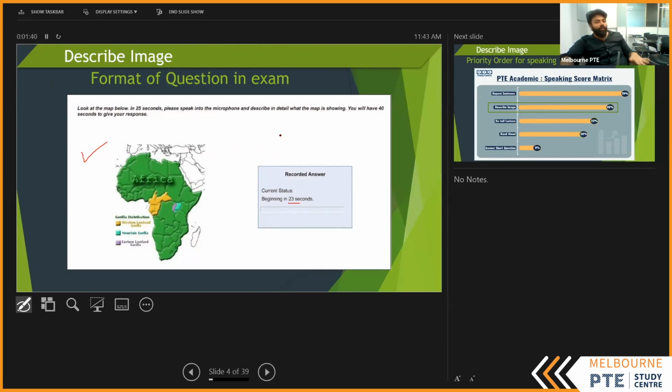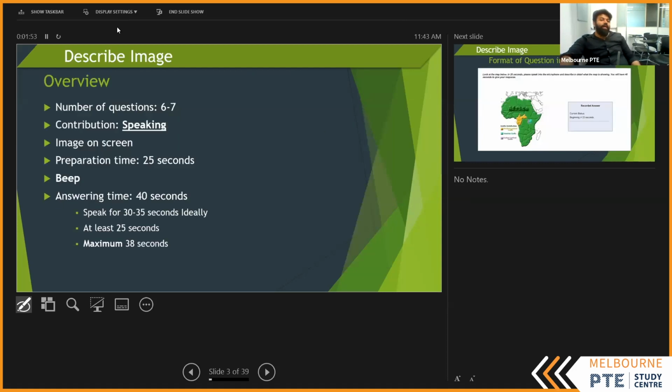In here as well, you should hear the sound of a beep when the microphone will start recording your answer. But at times, maybe due to some technical issue, you might not hear it. So in here, as I said, image on screen, you have 25 seconds to prepare. You will hear the sound of the beep and then the answering time of 40 seconds. And in here, these 3 points are important.